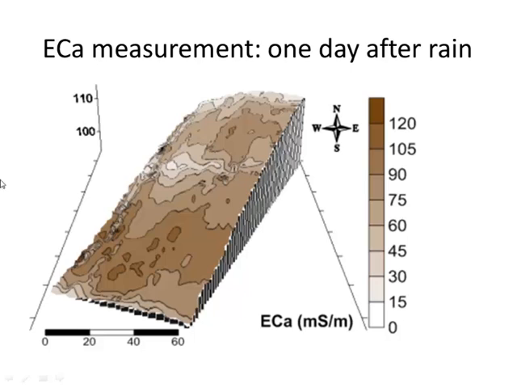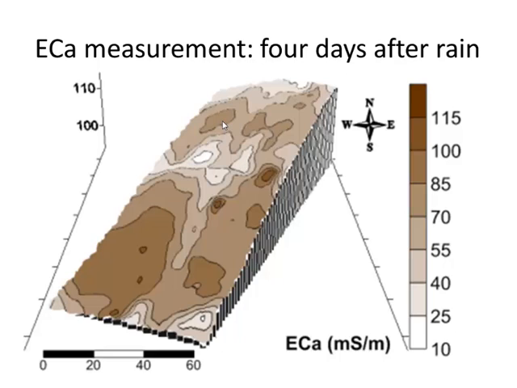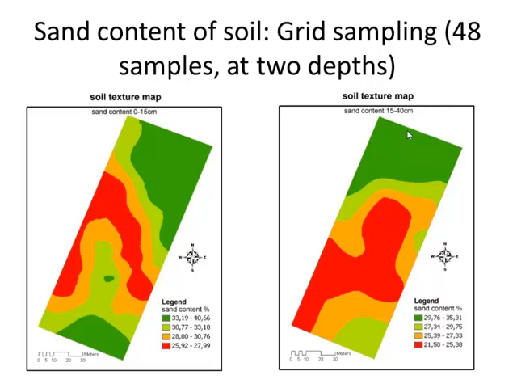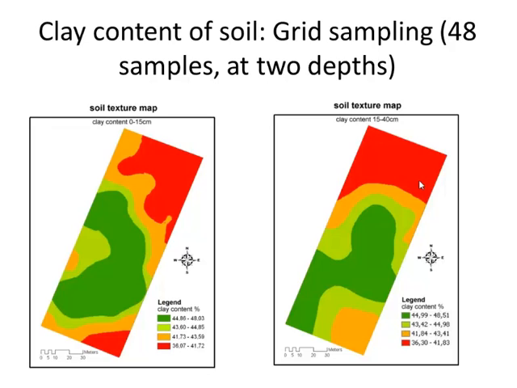You can easily see that we have one part of the field, this one, the second in the middle and another part in the upper part, and you can see the difference. You can see that after 4 days there is a small drop of electrical conductivity, but the shape of the maps is similar. So this is the sand content of the soil. We have developed different maps where we can distinguish the more sandy places and more clay places, so we can use that for the management of the soil.